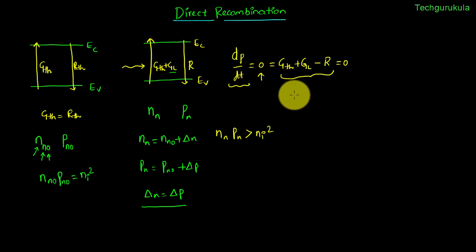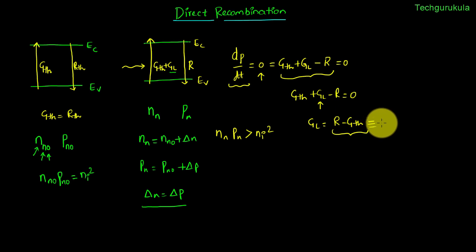Taking this into consideration, let me write that GTH plus GL minus R is equal to 0, and we don't know what GL is. So let me write GL is equal to R minus GTH. And we can call this the net recombination rate, because we are seeing here the recombination rate which is higher than the thermal generation.